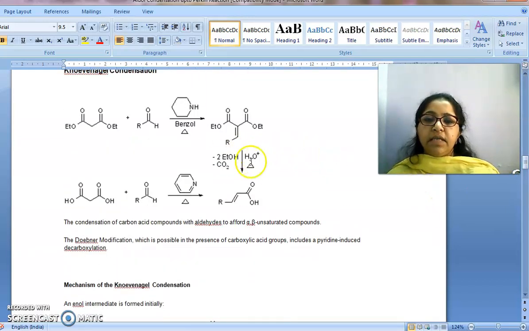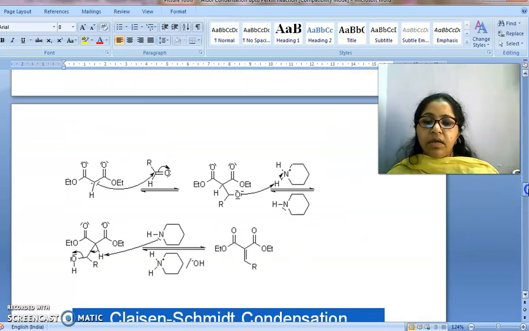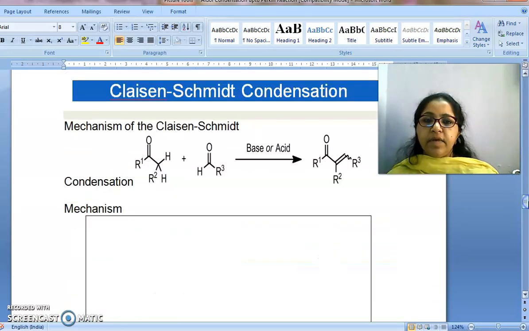So further steps may be done or may not be done. However, this is our product. What is the product? Product is the alpha beta unsaturated product. Okay, but it is just an extension. You may delete this part. Okay, it may not be required. So let us see the next part.